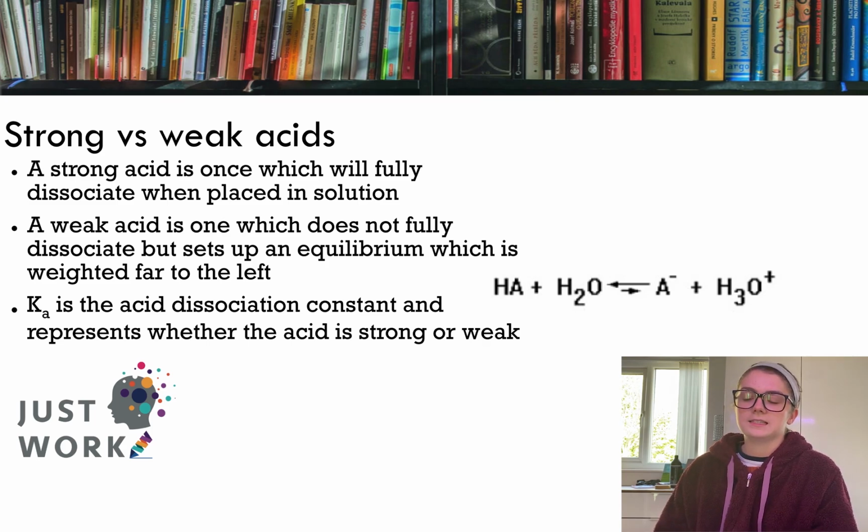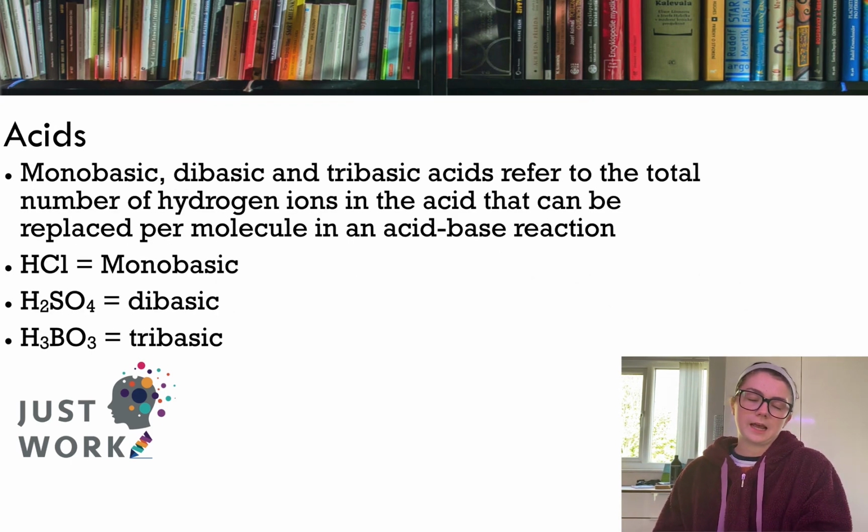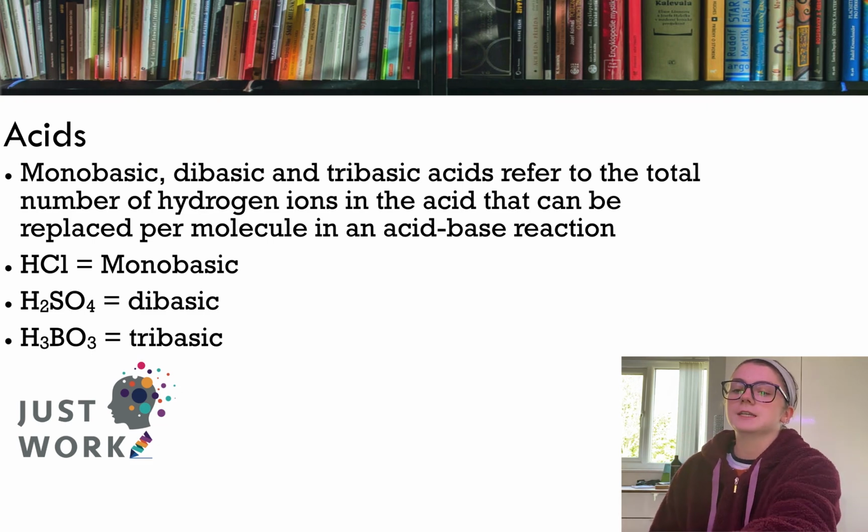Now Ka is the acid dissociation constant and represents whether an acid is strong or weak. So acids can be monobasic, dibasic and tribasic, and this refers to the total number of hydrogen ions in the acid that can be replaced per molecule in an acid-base reaction, and we've got an example of each.